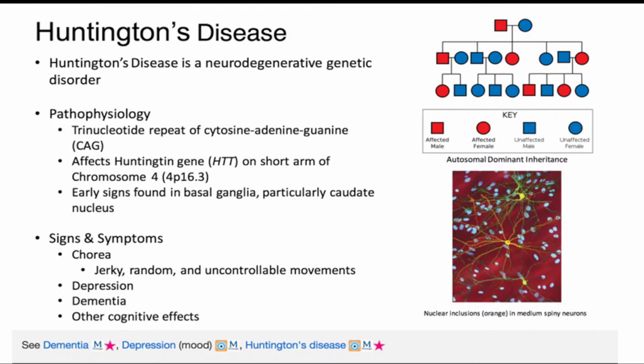One of the examples of trinucleotide repeat expansion is Huntington disease. This is a neurodegenerative genetic disorder. The reason for this disease is a trinucleotide repeat of cytosine, adenine, and guanine, which happens in the short arm of chromosome number 4. This is an autosomal dominant disease.